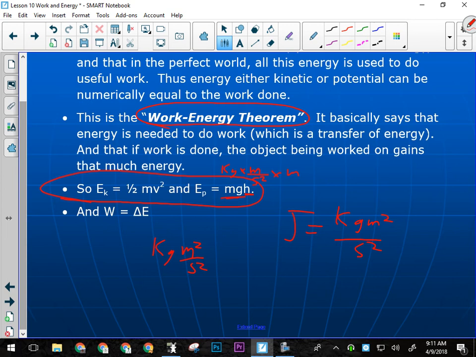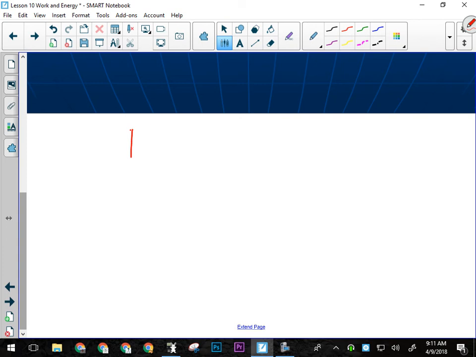And we said here that work is a change in mechanical energy. So something else we have to remember from Science 10 is that mechanical energy is the sum of both potential and kinetic energies. Is that ringing a bell from Science 10 as well? Okay.